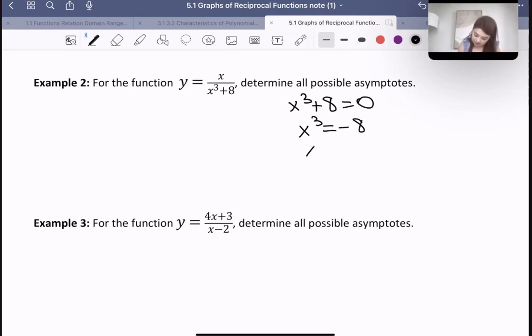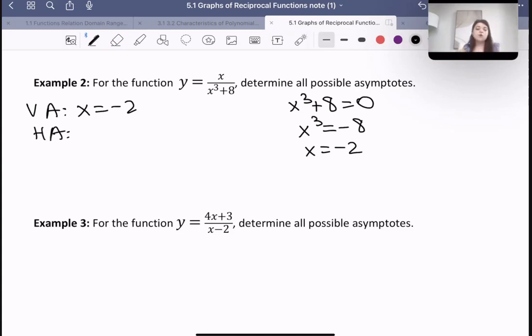Okay, so therefore, x cubed equals negative 8, and the cube root of negative 8 would be negative 2. So therefore, we have a vertical asymptote at x equals negative 2, because that's the only point that if we plug it into x, we will get 0 in our denominator. And if we plug negative 2 into our numerator, that gives us negative 2, not 0, right? And so therefore, that is indeed an asymptote and not a hole. Oh, sorry, I put HA. I should have put VA for vertical asymptote.